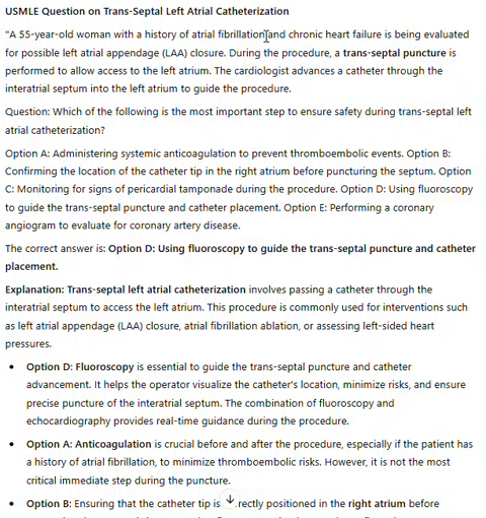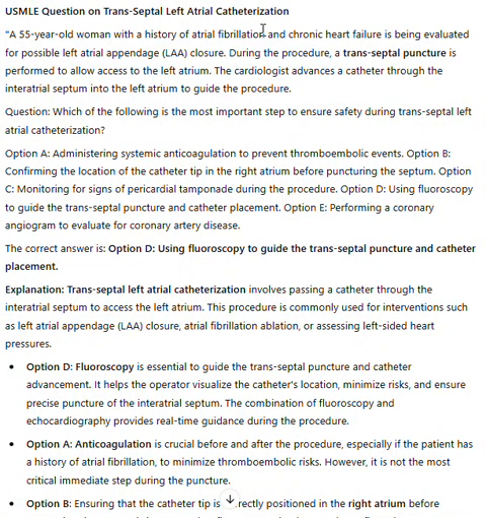A 55-year-old woman with a history of atrial fibrillation and chronic heart failure is being evaluated for possible left atrial appendage (LAA) closure. During the procedure, a transseptal puncture is performed to allow access to the left atrium. The cardiologist advances a catheter through the interatrial septum into the left atrium to guide the procedure. Question: which of the following is the most important step to ensure safety during transseptal left atrial catheterization?